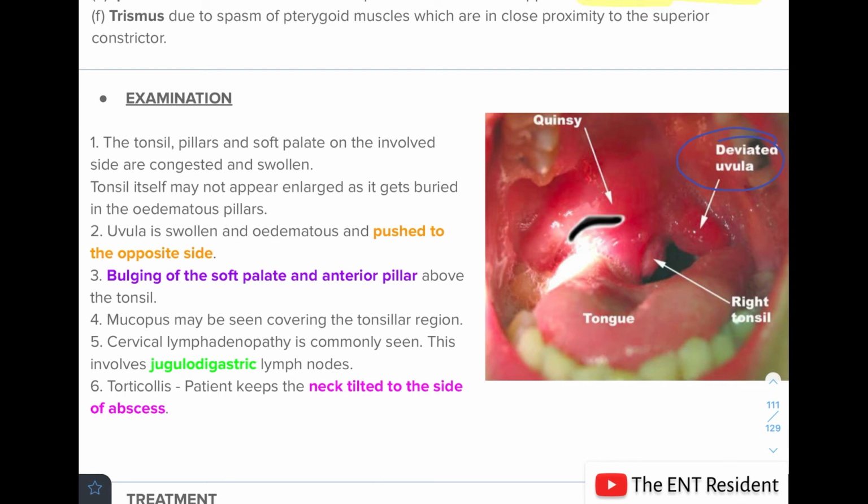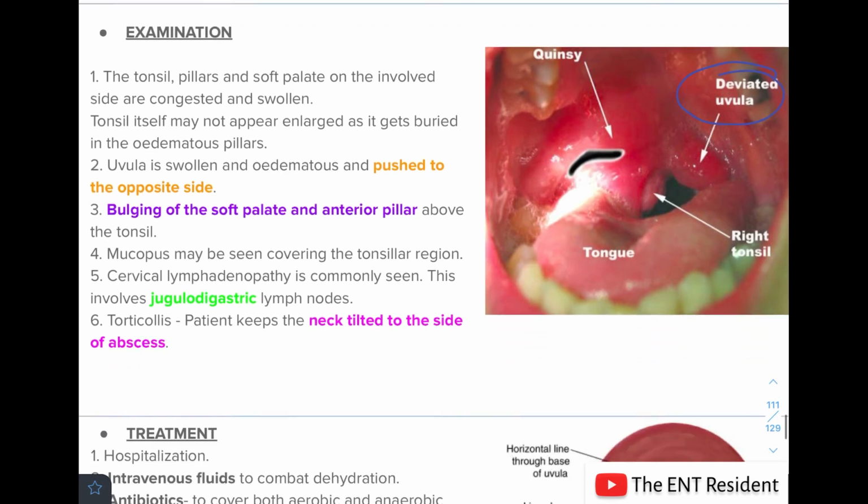Mucopus may be seen covering the tonsillar region. Cervical lymphadenopathy, most commonly the jugulodigastric lymph node involvement, and there can be torticollis where the patient keeps the neck tilted to the side of the abscess. So this is about the signs which you will be noticing in the patient.